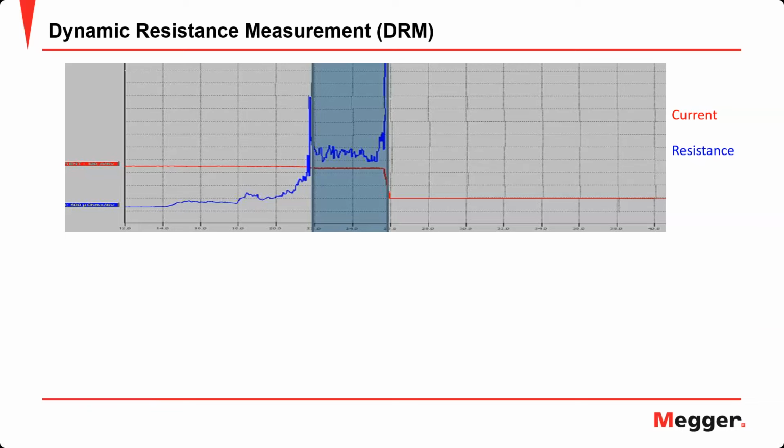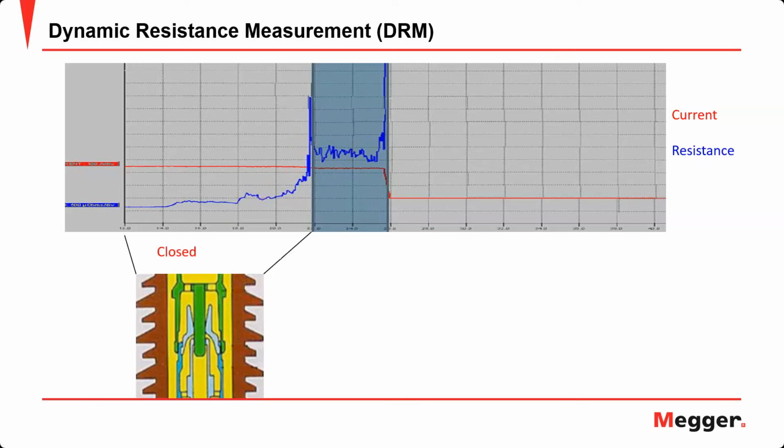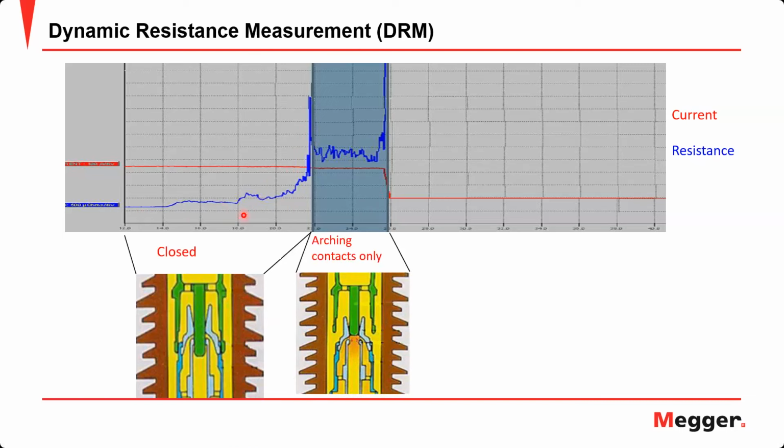This is an example graph of dynamic resistance measurement. As you can see, it's very difficult to get a resistance value from this graph. You can see it's very spiky or very noisy, let's say. So this region represents the closed position.